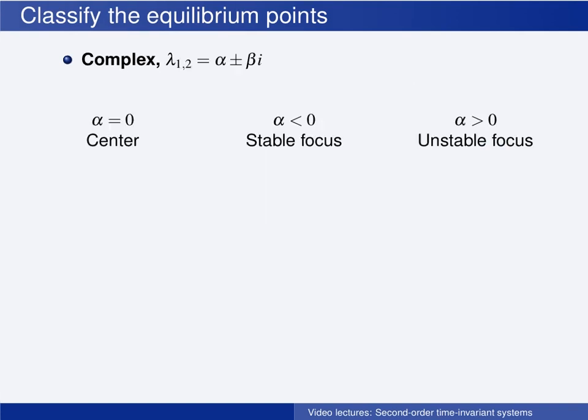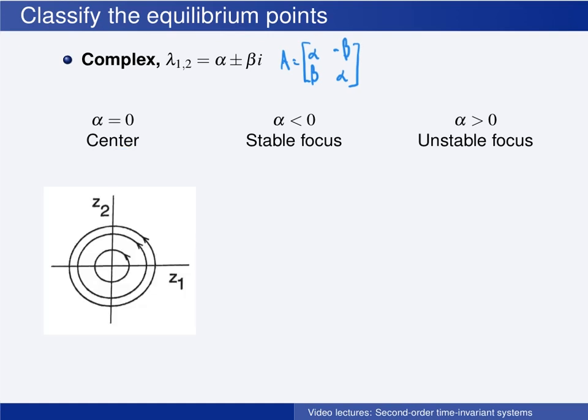If the eigenvalues are complex in this form here, then we have three qualitatively different cases. If alpha is 0, then the equilibrium point is called a center. And in the normalized case, where the system matrix A is in this form here, alpha, minus beta, beta, and alpha, then the trajectories look like this. That is, the trajectories are circles around the equilibrium point.